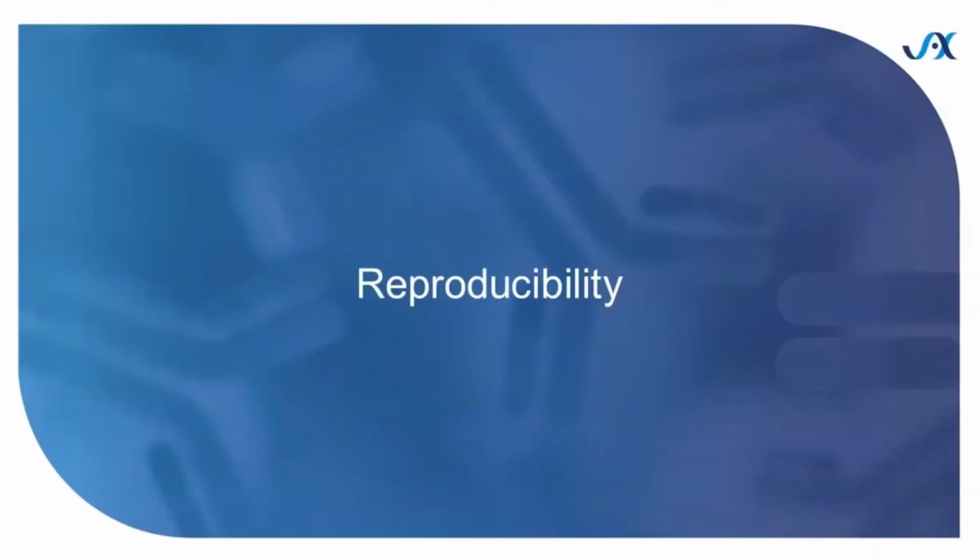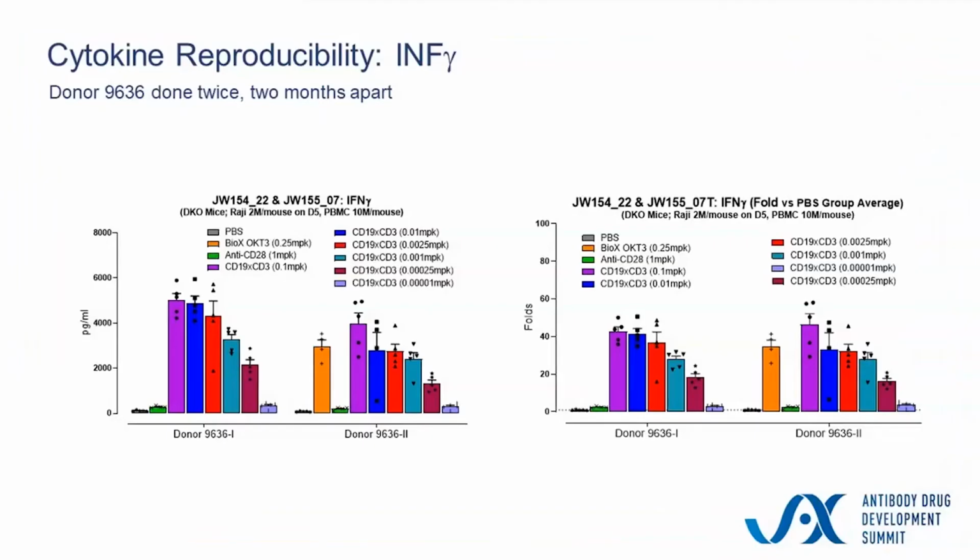Reproducibility. So the whole point of finding this platform is to have reproducible results from experiment to experiment. This is an experiment done with donors 9636. It was done 2 months apart. Experiment 1, experiment 2. And we're using different passages of tumor cells, and in this case, it's Raji. We're also looking at different dilutions done at different days, 2 months apart.